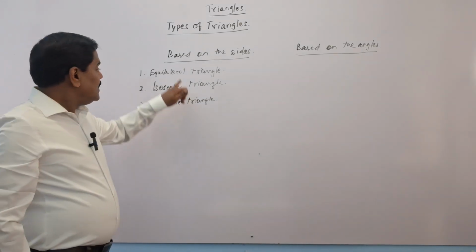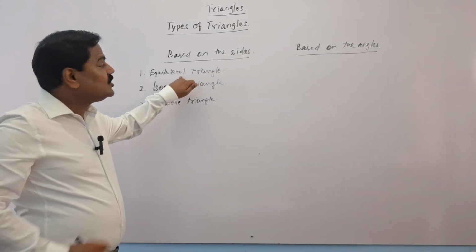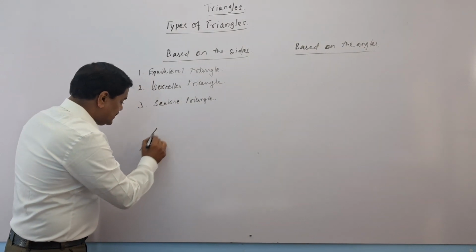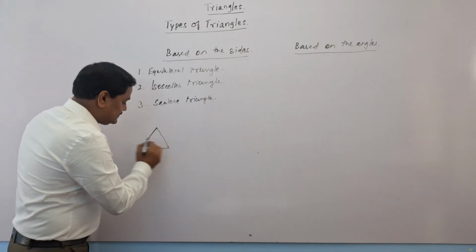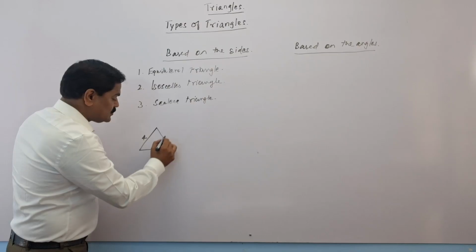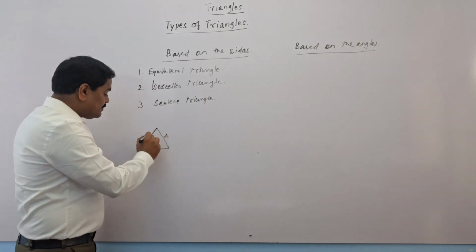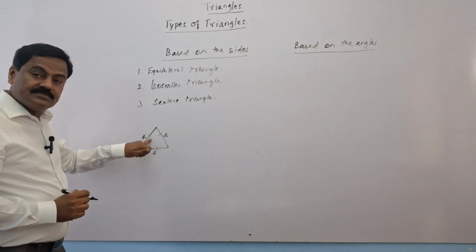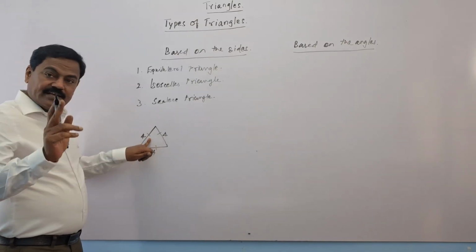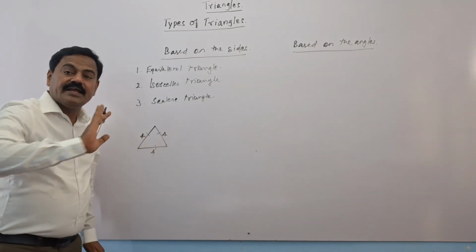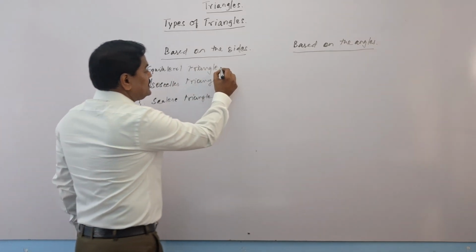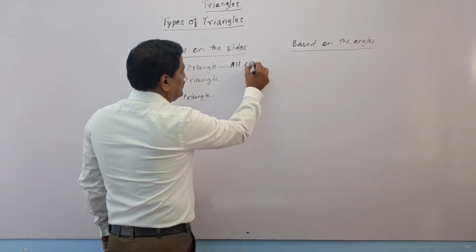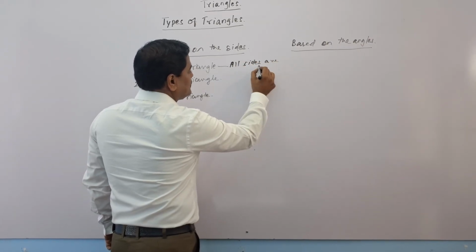Right, students? So equilateral triangle means all the sides are equal. For example, we can draw a triangle. Okay, this side is 4 centimeter, this side is 4 centimeter, this side is 4 centimeter. That means all sides are equal. When you are crossing like this, you can assume this side and these sides are equal. So for an equilateral triangle, all sides are equal.